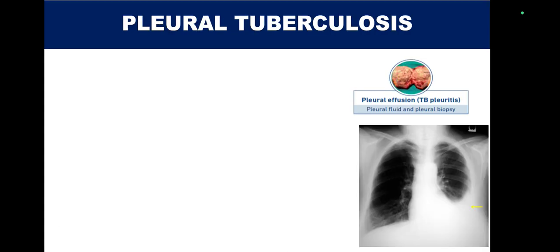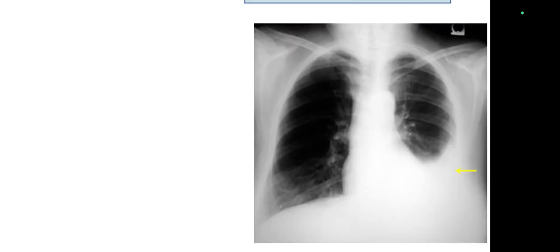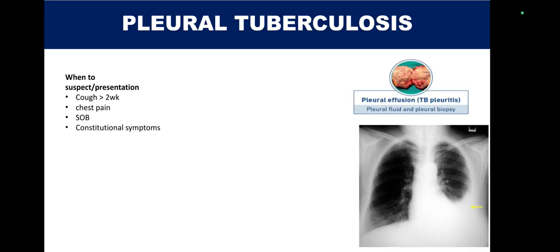Next, coming to pleural tuberculosis. In pleural tuberculosis, when to suspect? If the patient has cough for more than 2 weeks, shortness of breath, chest pain and constitutional symptoms. In such a patient, if you see a classical X-ray, here you can see the left-sided pleural effusion. Alright.